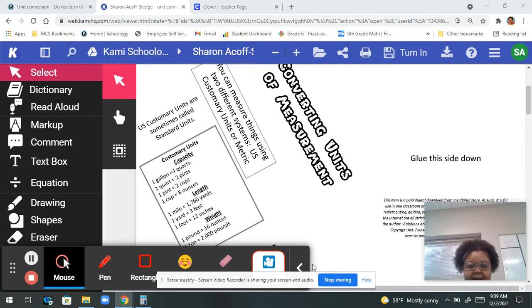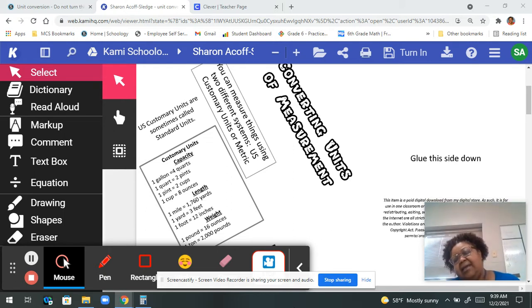Good morning. This is indicator 18, and our learning target is I can convert measurements using ratios. Yes, we're still on ratios. So I've included here something you can print out and put in your notebook.